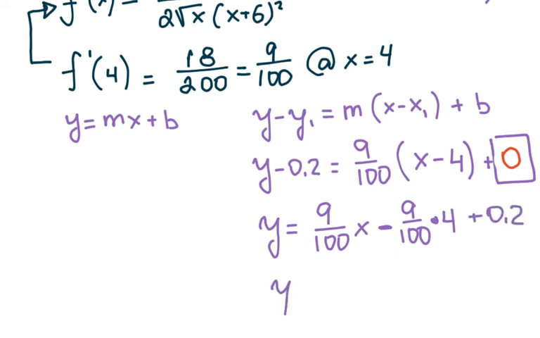So my final expression for the equation of the tangent line at x equals 4 of this function would be 0.09x minus 0.16.